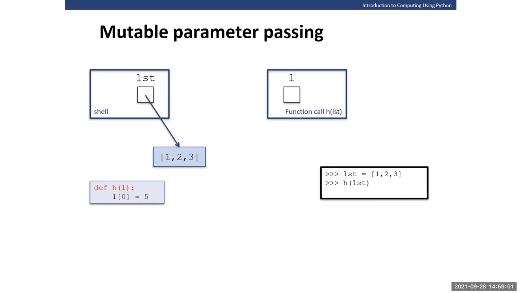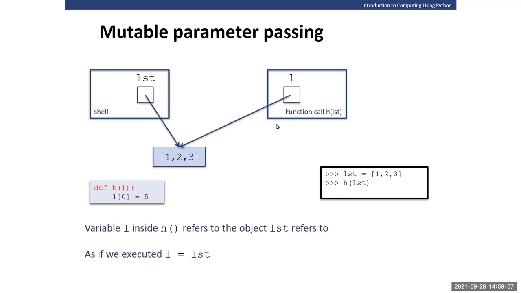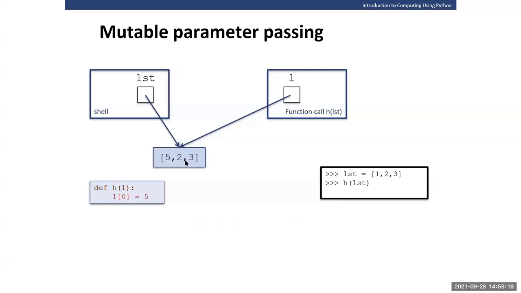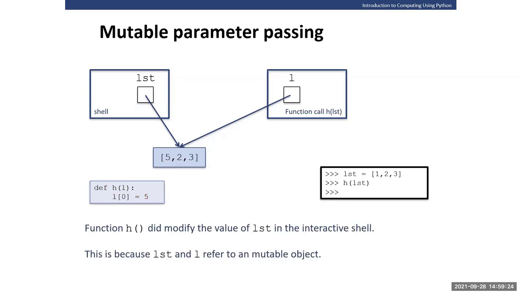Thank you, thumbs up. So when I call function H of LST, what's gonna happen? It's gonna point to the same value of what? Of LST that is stored at the global scope. And when I do the change, the change will be reflected on the global variable, okay? Because function H can modify the value of the list because lists refer to a mutable object. Clear?